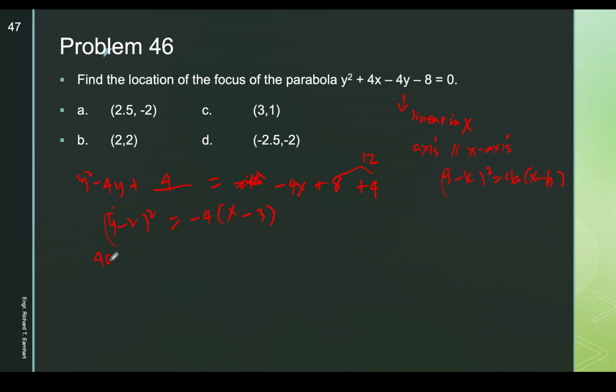So your 4a is equal to negative 4, so a equals negative 1, so it means the parabola opens to the left. Okay, the vertex is at (3, 2). So if we want to draw the parabola here, (3, 2) could be somewhere here, and then it opens to the left.